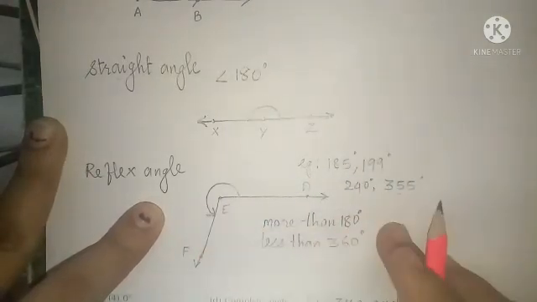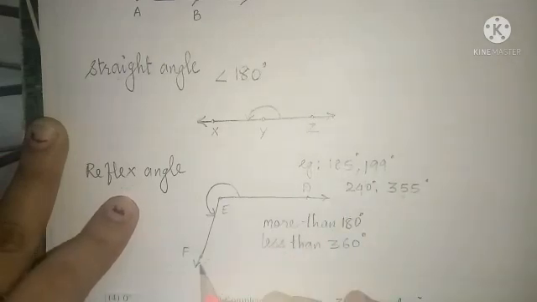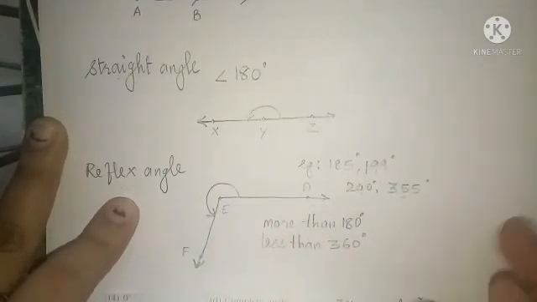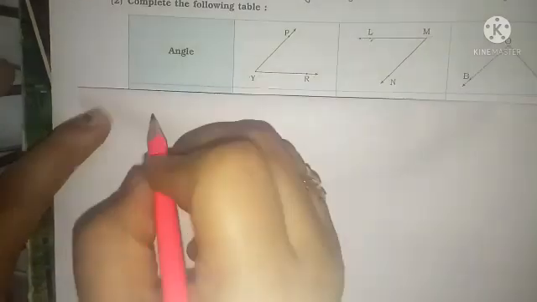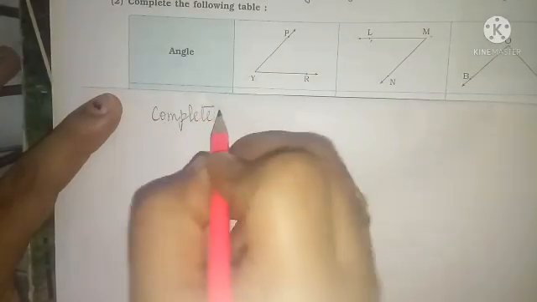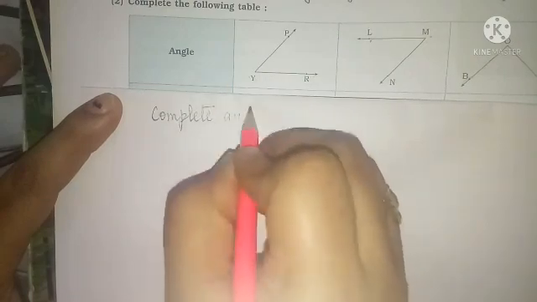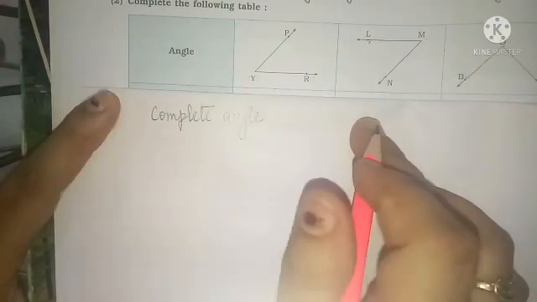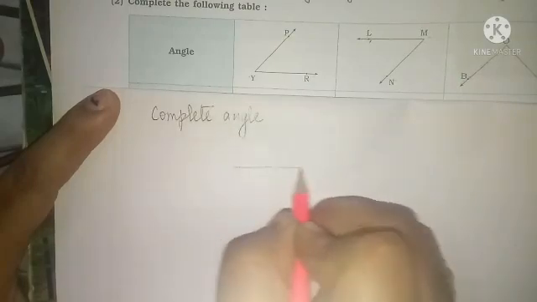Whenever the measure of an angle is given for a reflex angle, the diagram we draw will look like this. Okay, the last angle which we are going to see is your complete angle. So how are we going to define a complete angle? This is the diagram for the complete angle.